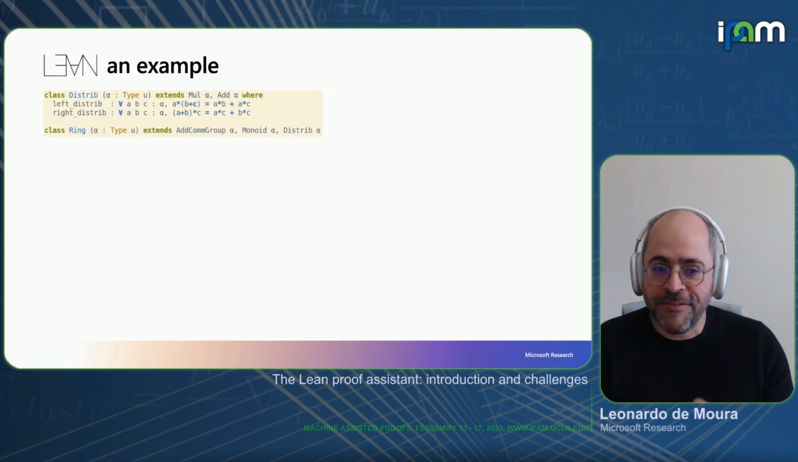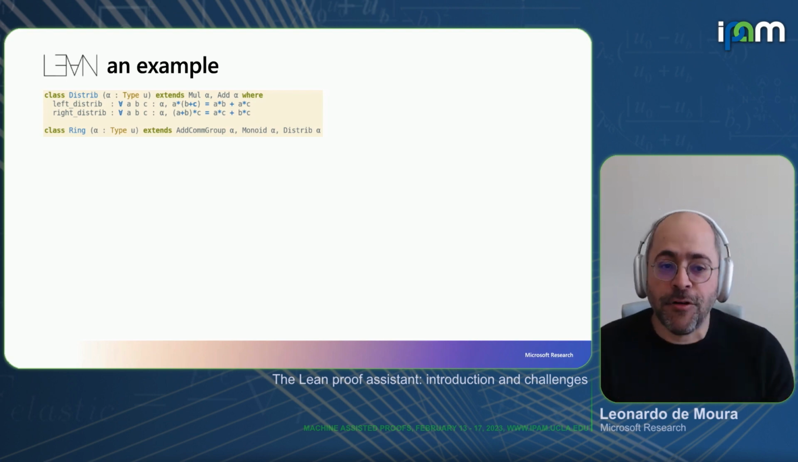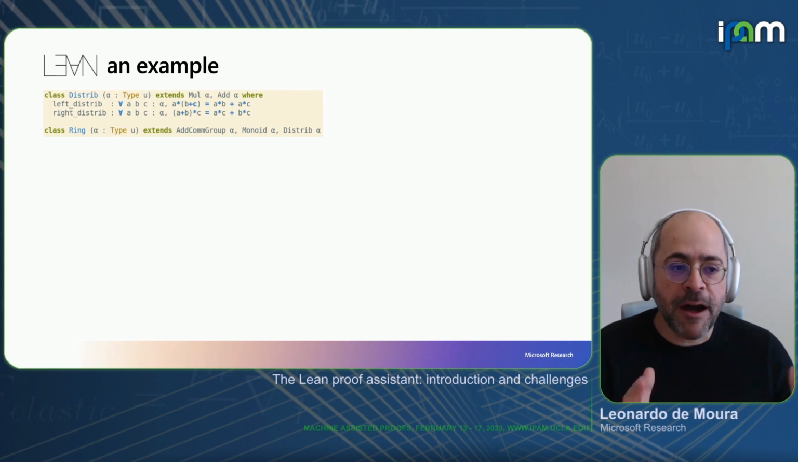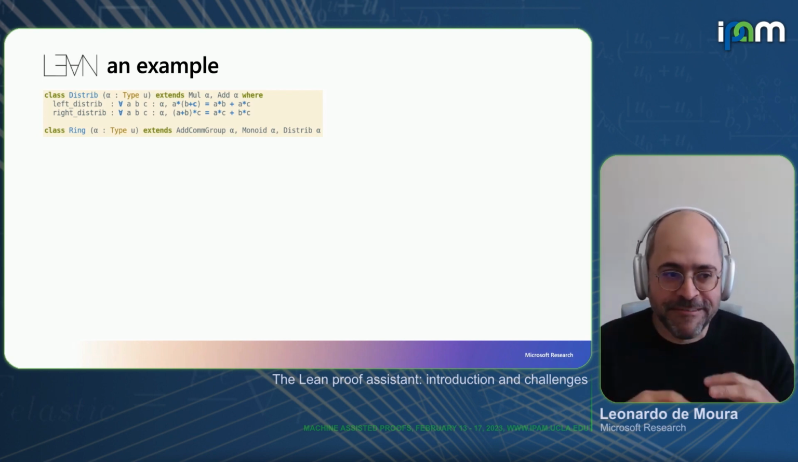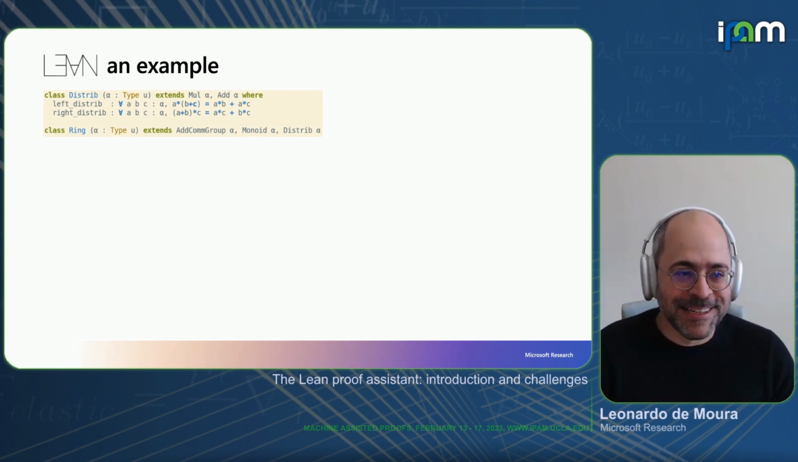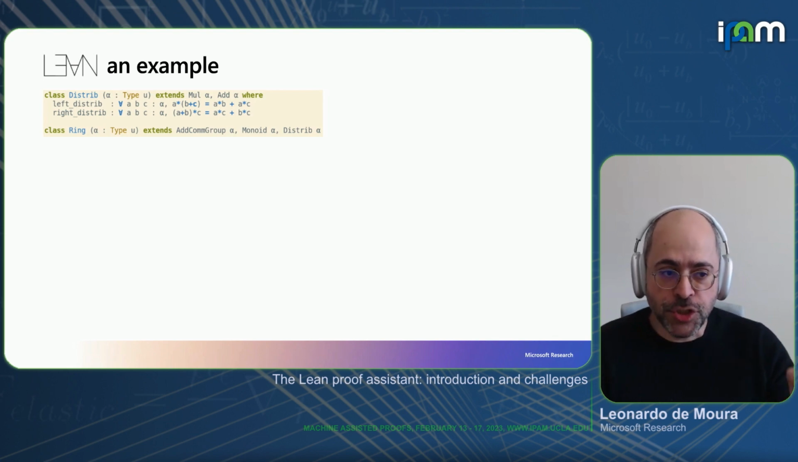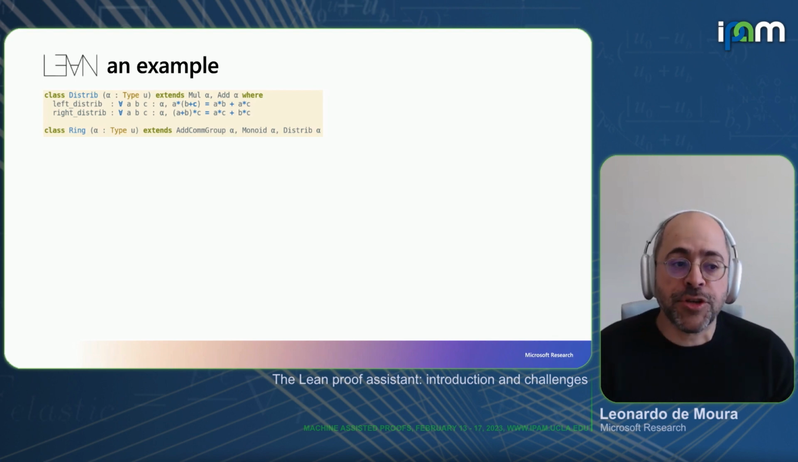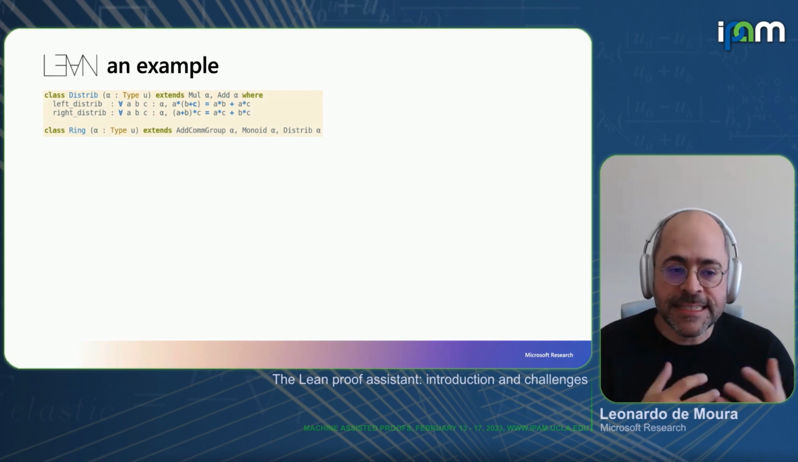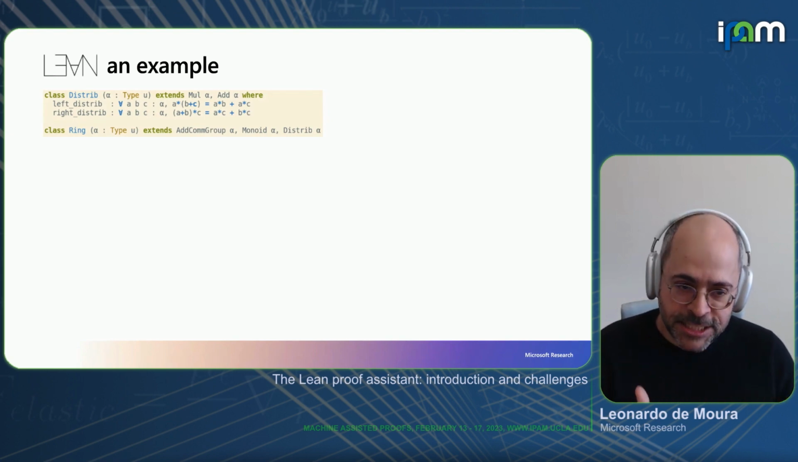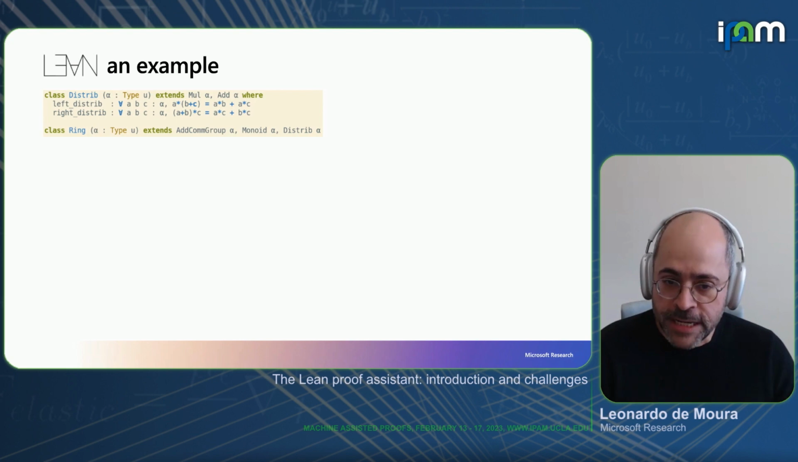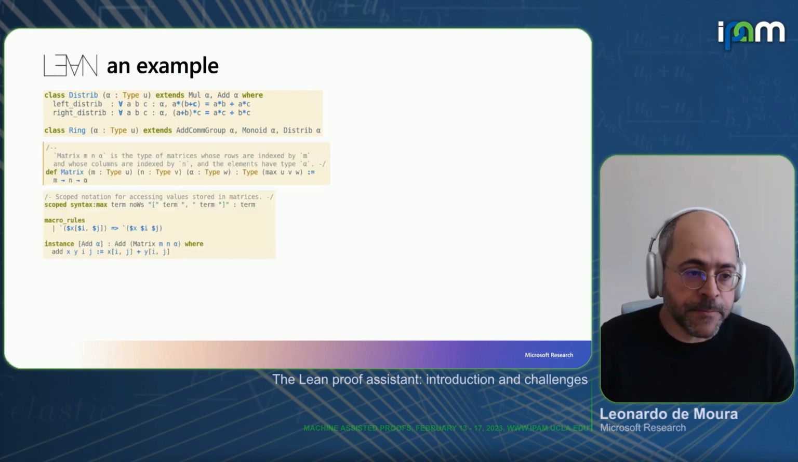Here you have this notion of a class. You have a class called Distrib that says a type alpha has this property if it implements multiplication and addition, and multiplication and addition satisfy these two extra properties. They have left and right distributivity. And now you can say a type alpha is a ring if it is an additive commutative group, is a monoid, and has this distributivity property.